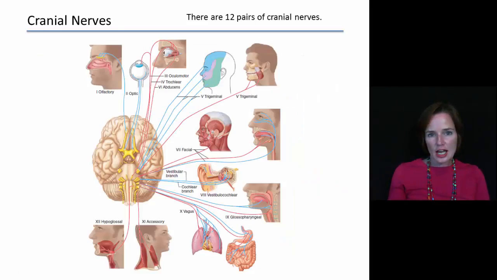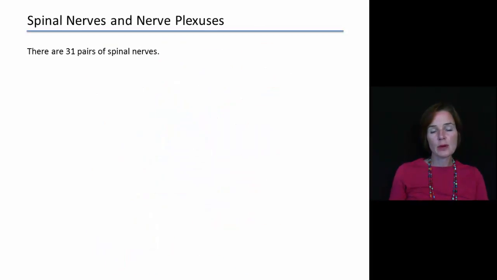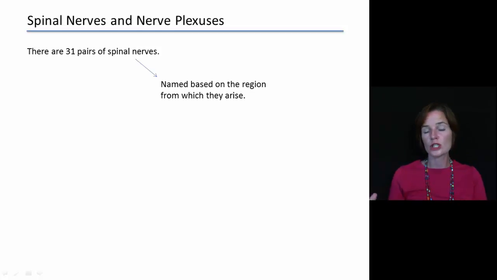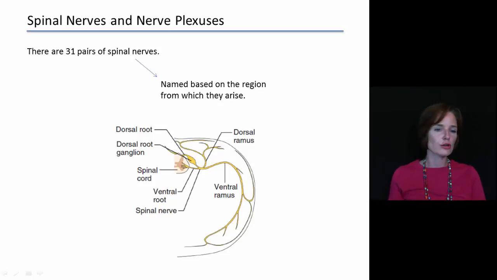When we get down to looking at the actual nerves, there are 12 pairs of cranial nerves. If we look at the spinal nerves and the nerve plexuses, there are 31 pairs of spinal nerves. These spinal nerves are named based on the region from which they arise, so where they actually come out of the spine. This is the general structure: you can see the spinal cord, just a small section of it right here. These nerves are exiting. They have dorsal parts and ventral parts. The dorsal part carries the information in to the central nervous system, and the ventral carries the information out.